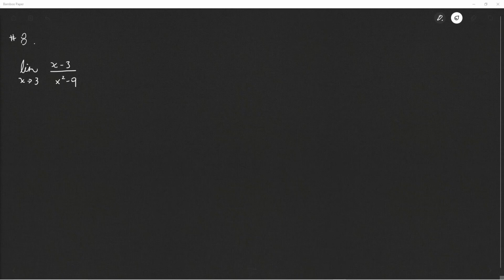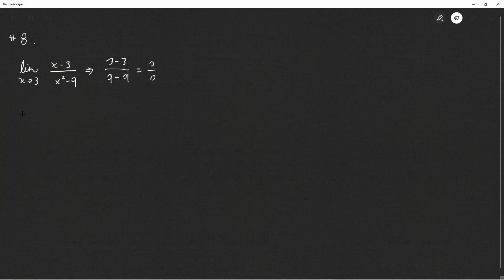So the first question is question 8, which is the limit as x approaches 3 of x minus 3 divided by x squared minus 9. So when we put in x as equal to 3, this will give us 3 minus 3 divided by 9 minus 9, which is 0 over 0. And since we get 0 over 0, we know we need to use L'Hopital's rule.